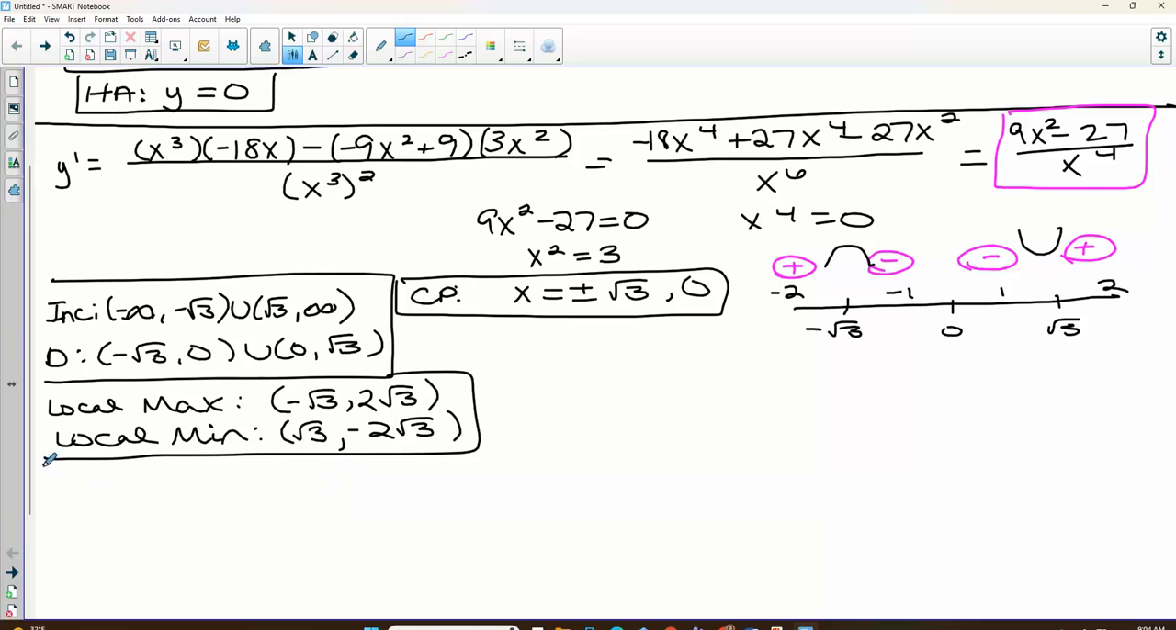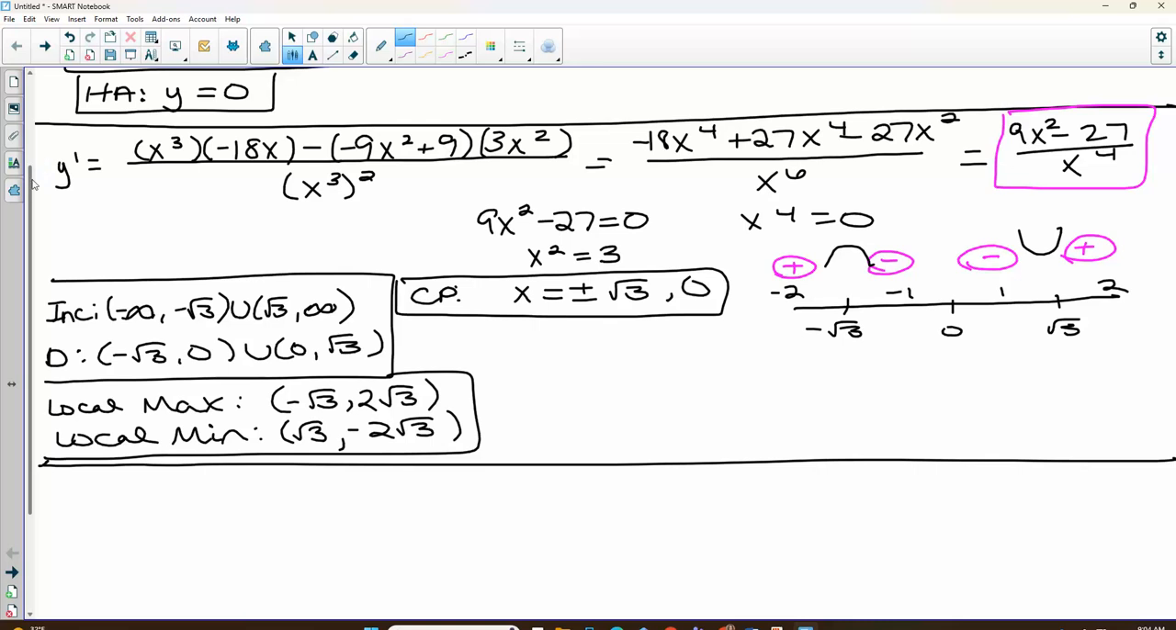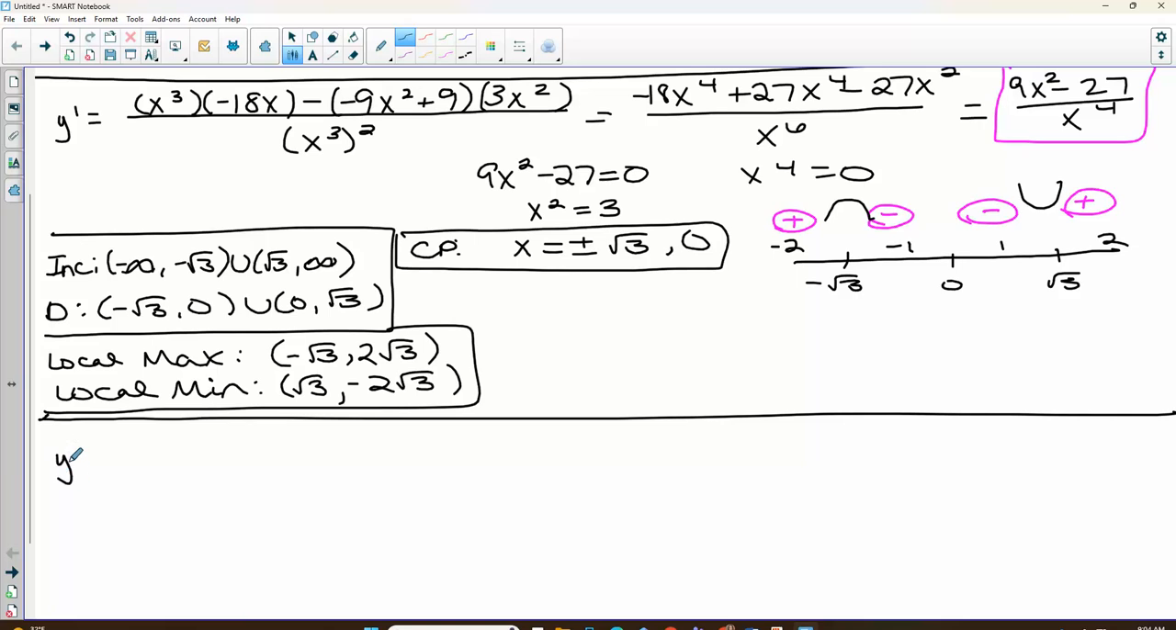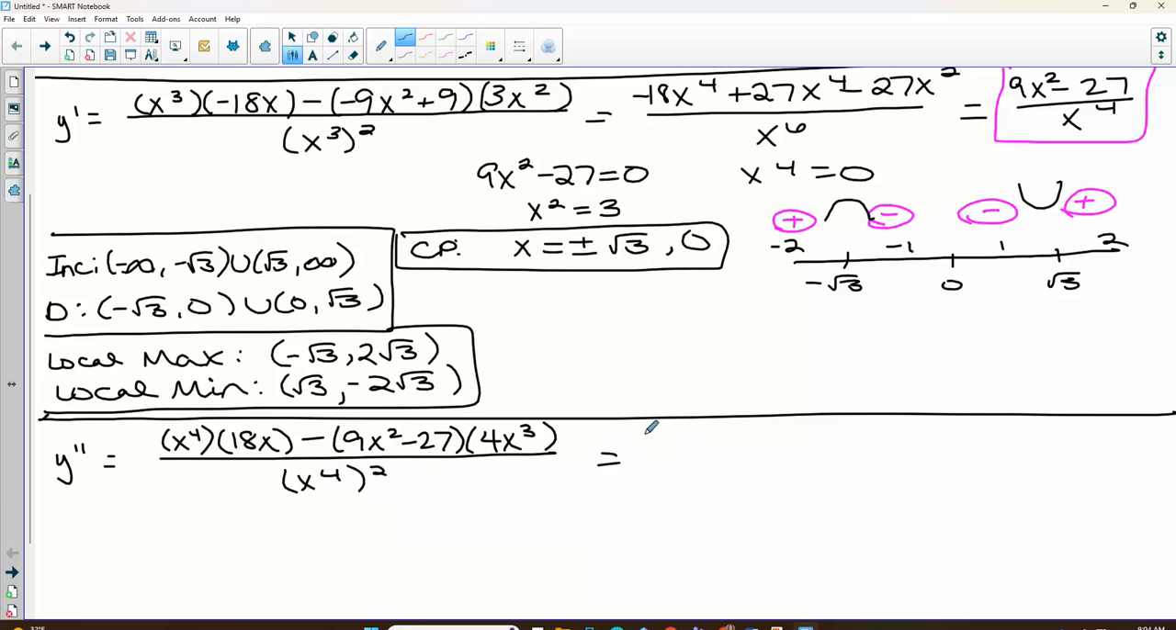Once we have all this, what do we have to do? Inflection points. So second derivative. So I'm doing from my first: low d high minus high d low over low squared. So I'm going to distribute my negative and my 4, so minus 36.